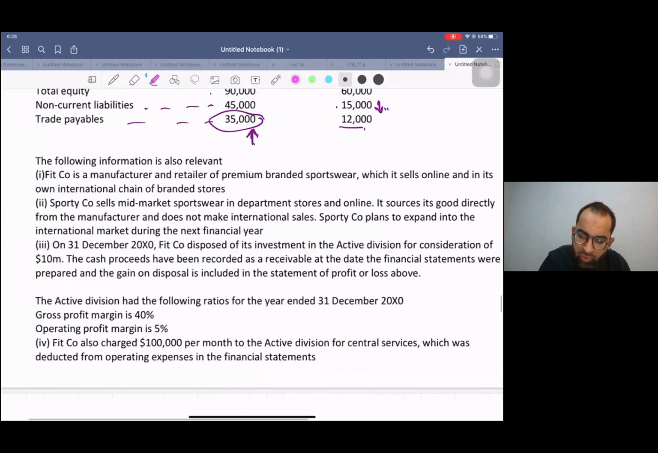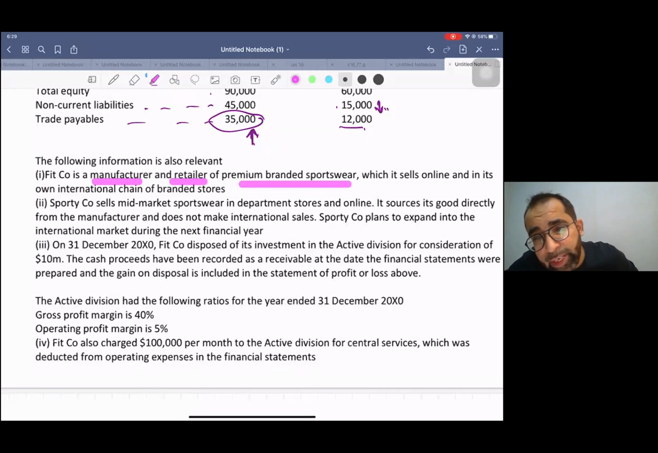Fit company is a manufacturer plus retailer. Not only does Fit company manufacture, but they also sell. So they have two units, the manufacturing unit they run themselves, plus the retailing they do themselves, both things, of premium branded sportswear. See, their products are branded products. Just a thought: branded products are normally expensive. We all know this. When it comes to brand, the price is always high.